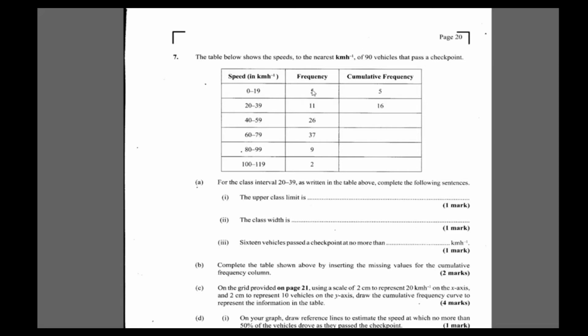Cumulative frequency. So 5 plus 11 gives us 16. Then 16 plus 26 gives us 42. Then 42 plus 37 is 79. Then 79 plus the 9 right here is 88. And then 88 plus 2 is 90. And so that's what we have: 42, 79, and 88.